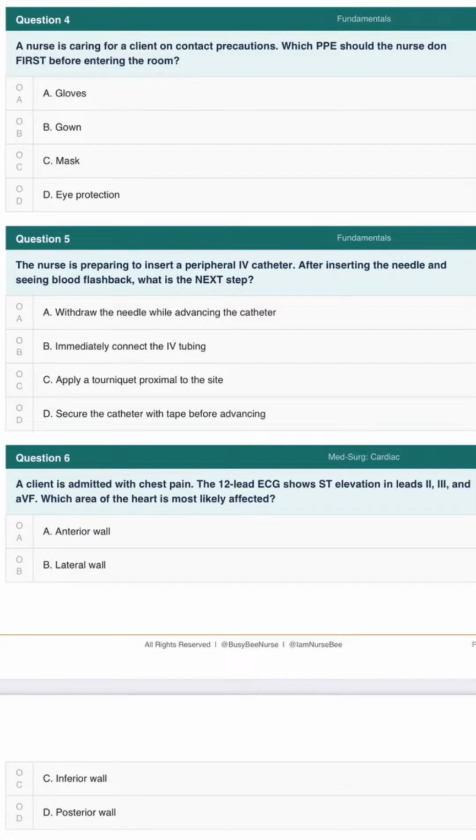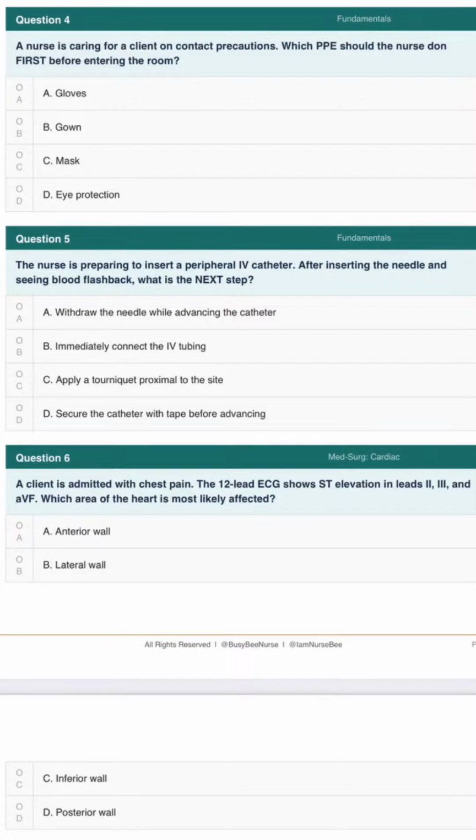So after you get that flashback, that's telling you I am in the vein, and that is where the nurse lowers the device angle and advances the catheter slightly. You don't have to shove it in, you just thread it in, in a sense, okay? Then you withdraw the sharp needle, like I said before, while simultaneously threading that catheter into the vein.